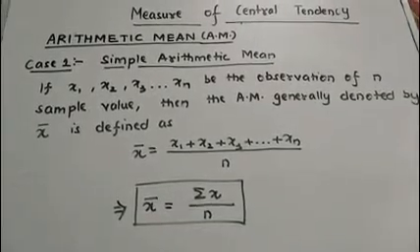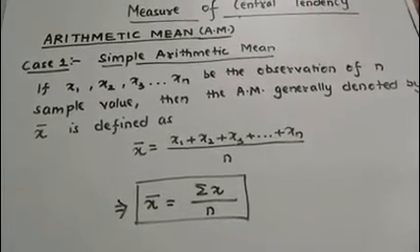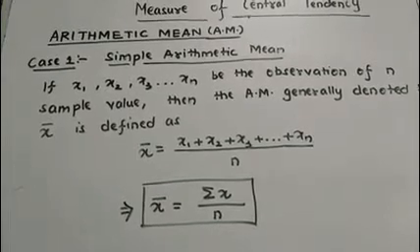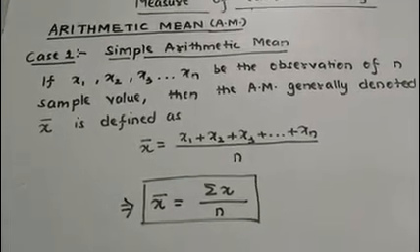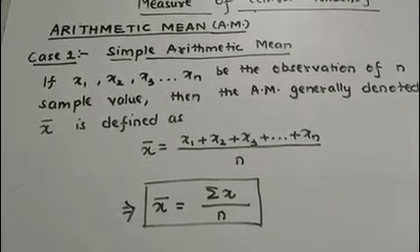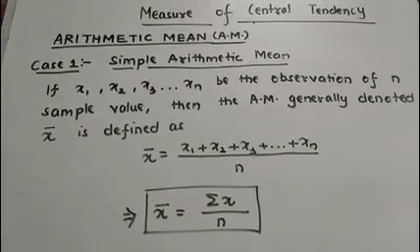In the arithmetic mean there are two types of case. The first one is the simple arithmetic mean, where only the observation data will be given to you, no frequency data regarding the observation data is provided. And another one is weighted arithmetic mean. Weighted means where the frequency data will be provided to you.